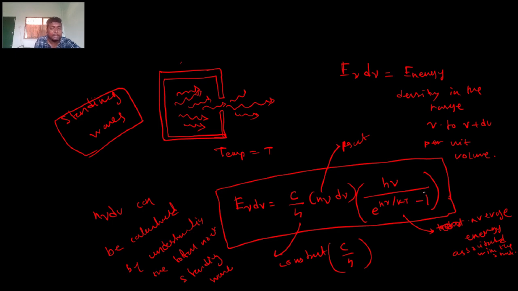Okay, this is the average energy, and this came from Planck's hypothesis. When Planck tried to correct the graph that was having some problems matching with the experimental data, Planck, at that time, derived this term.